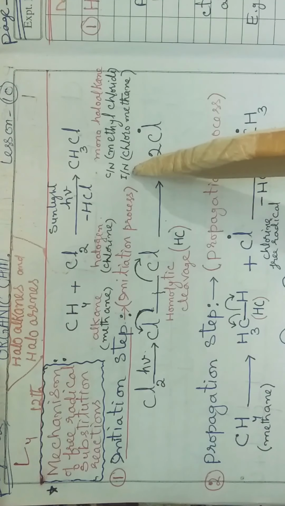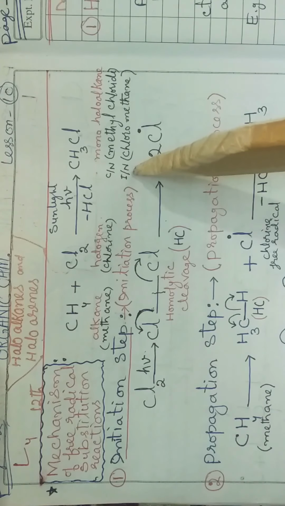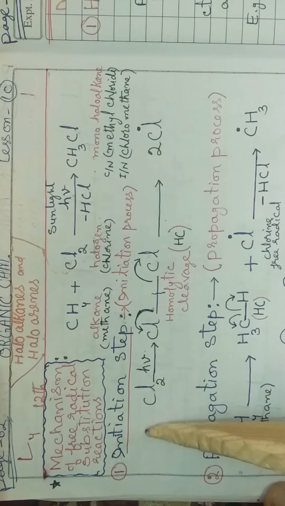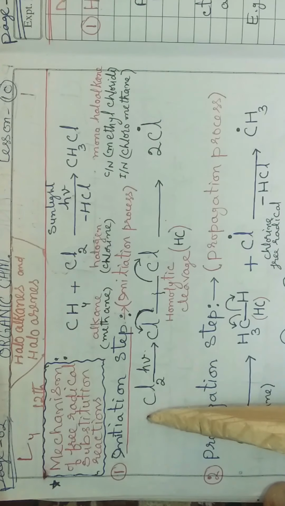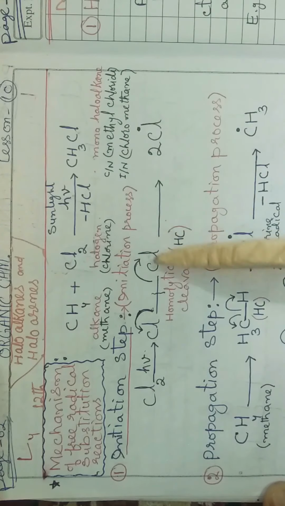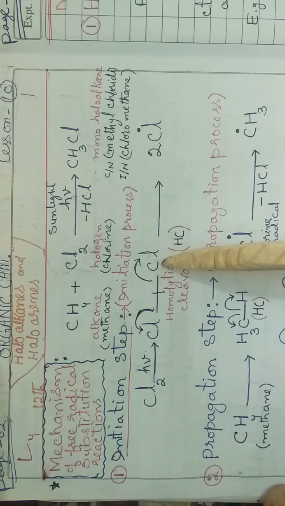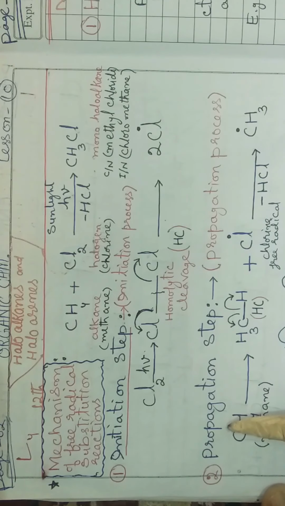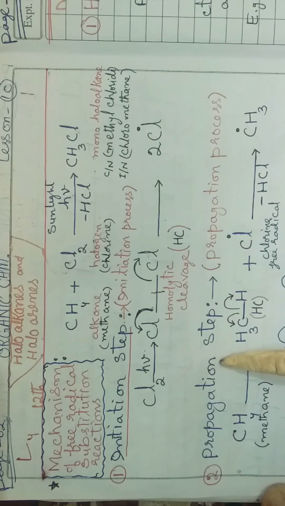Now let us see the mechanism of this reaction. This mechanism is comprised of three steps, three processes. Number one is the initiation step. In the initiation step we come to know how this reaction starts, and the next step is the propagation step. In the propagation step we understand how this reaction proceeds, and in the last step, that is the termination step, we come to know how the reaction ends.